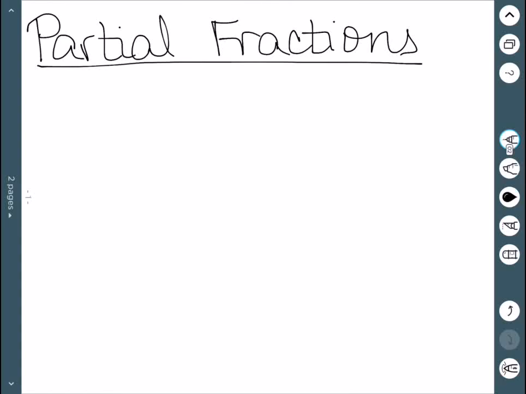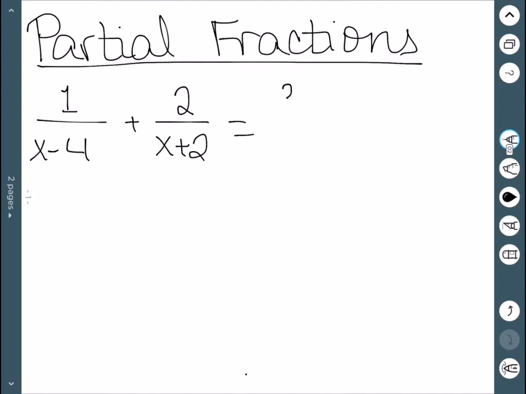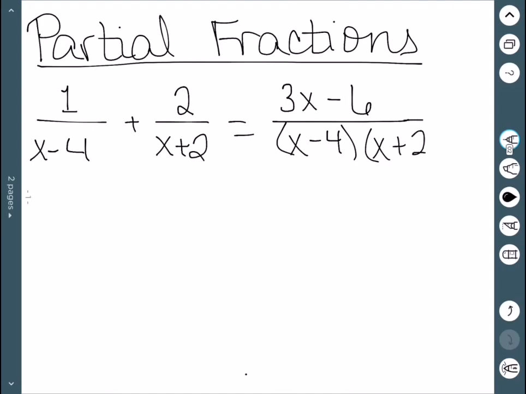We'll now look at partial fractions, what they are, and how they can help us with integration. The idea is if I have the fraction 1 over x minus 4 plus 2 over x plus 2, we know how to add fractions, and when we do, we would get 3x minus 6 over x minus 4 times x plus 2.